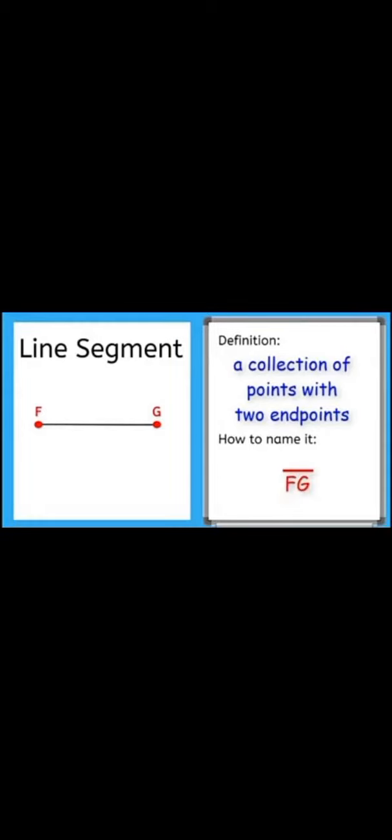Our next geometric shape is a line segment. We know that this is a line segment and not a line because it has two endpoints. We see the two points here, and the endpoints have been named point F and point G. We can name a line segment by using the names of the endpoints with a symbol on top. The symbol is a small line segment.